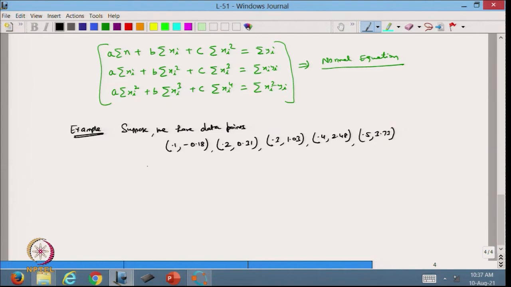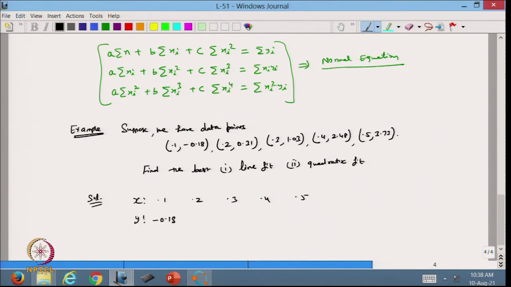So, then a question is find the best first one line fit, and the second one is quadratic fit. So, this is the question. Now, so my x is 0.1, 0.2, 0.3, 0.4, 0.5, and my y is minus 0.18, 0.31, 1.03, 2.48 and 3.73.